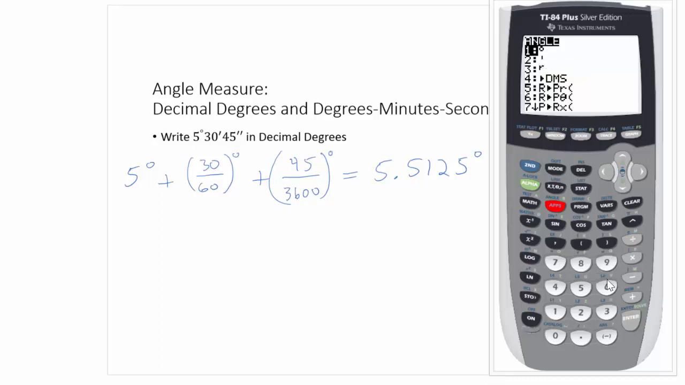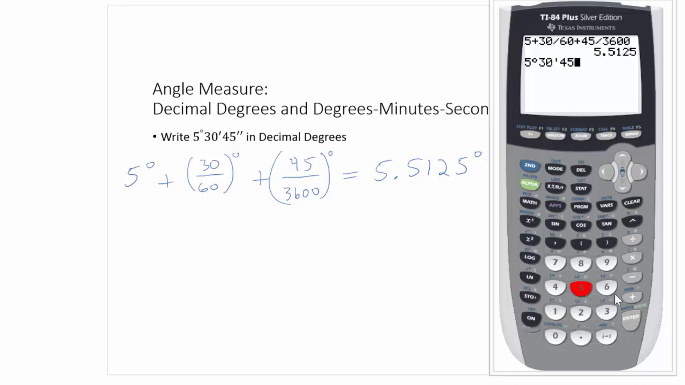So 5, I hit enter to bring up the degree. 30, go back into the angle menu, bring up the minutes. And then I want 45 seconds. So type in the 45, and now, of course, they don't put the seconds in the same places where you found the other things with the angles.